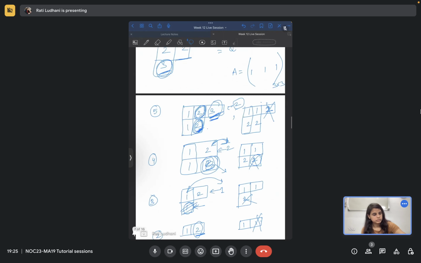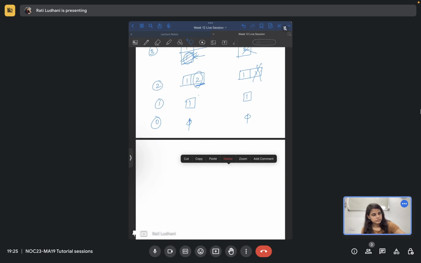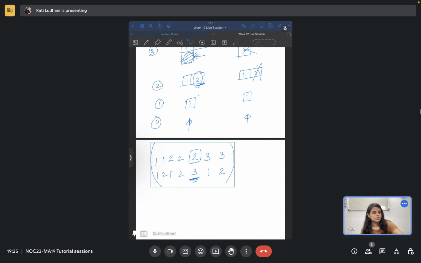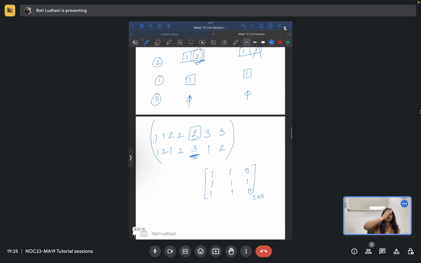So the matrix will be what? A 3 cross 3 matrix: 1 1 0, 1 1 1, 1 1 0. This is 1 1 0.